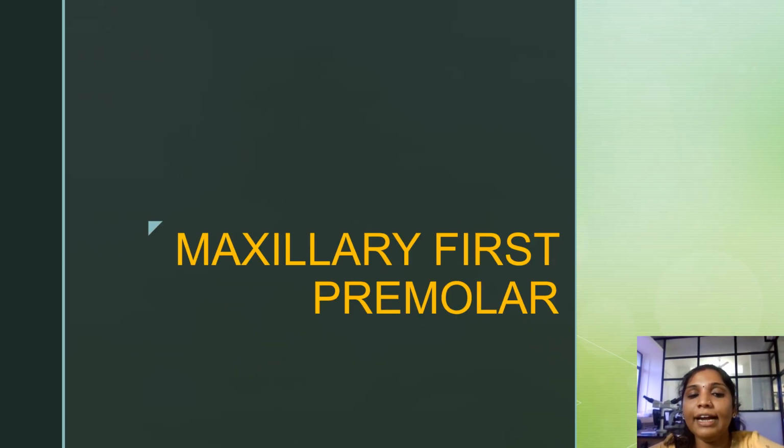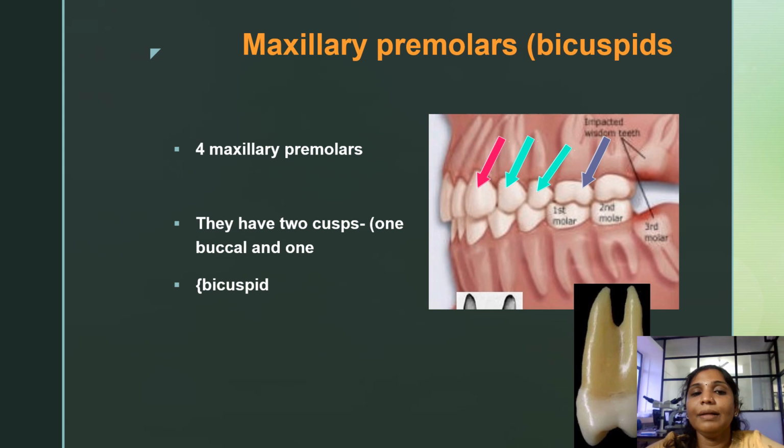Moving on to the next most important tooth, that is maxillary first premolar. Here you will get an essay from this chapter, so you should be well prepared for that topic. Maxillary premolars, as you all know, they are called bicuspids and they have two cusps, that is one is buccal and one is lingual. Four maxillary premolars present in your jaw and two each on each side.